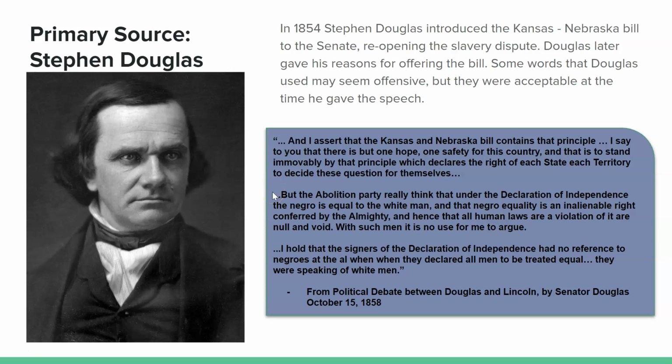In the debate between him and Abraham Lincoln, Senator Douglas says, "But the Abolition Party really think that under the Declaration of Independence, the Negro is equal to the white man, and that Negro equality is an inalienable right conferred by the Almighty, and hence that all human laws in violation of it are null and void. With such men it is no use for me to argue. I hold that the signers of the Declaration of Independence had no reference to Negroes at all when they declared all men to be created equal. They were speaking of white men."